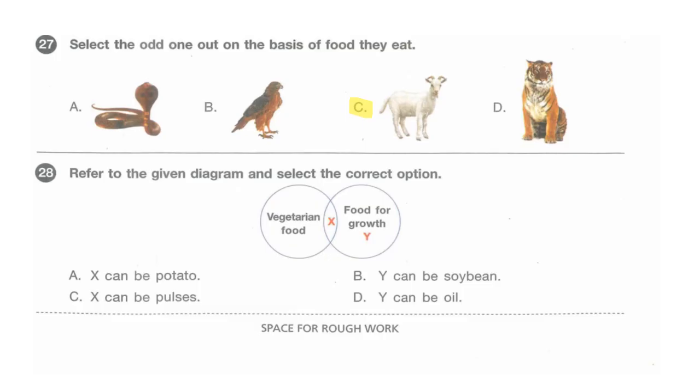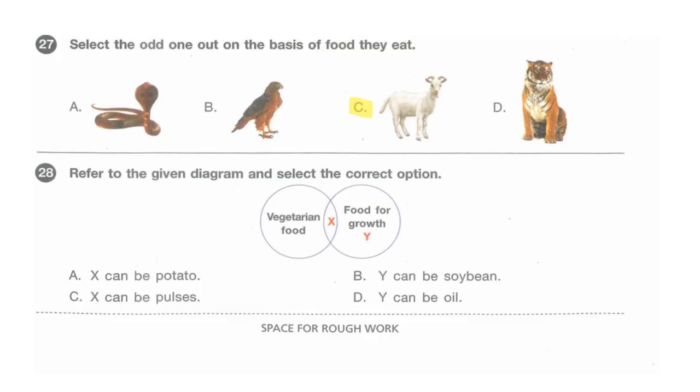Question number 28. Refer to the given diagram and select the correct options. The diagram says vegetarian food, food for growth, and X is a category that falls under both, which is a vegetarian food and also food for growth. And Y is a food for growth alone. So A, X can be a potato. B, Y can be a soya bean. C, X can be pulses. D, Y can be oil.